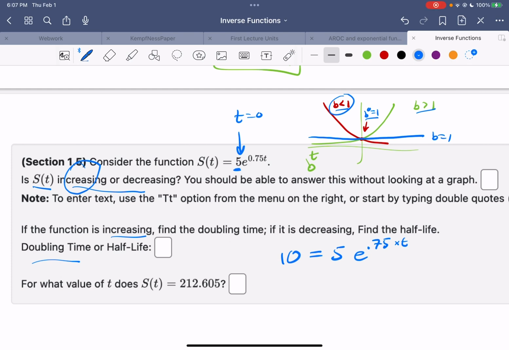Another way to do it is to realize, like, look, this s of t function, 5 stays the same. 5 doesn't change at all, ever. To double means this thing here has to double, okay? So if we just think about this thing here, what happens when t is 0? Well, plug it in, you get 1. Let's double 1. We want 2, okay?